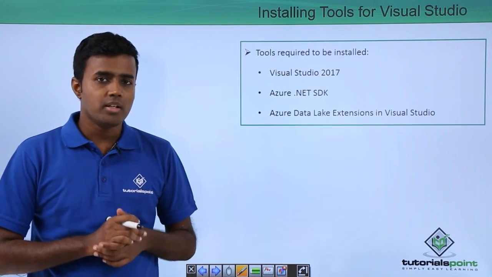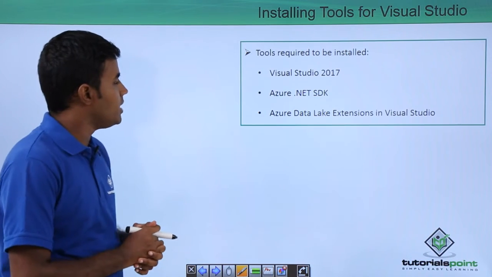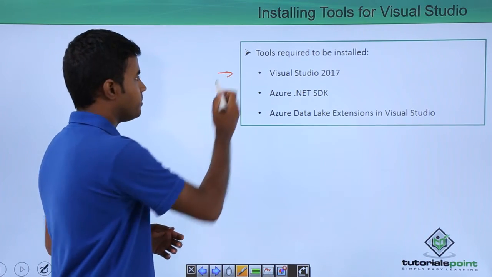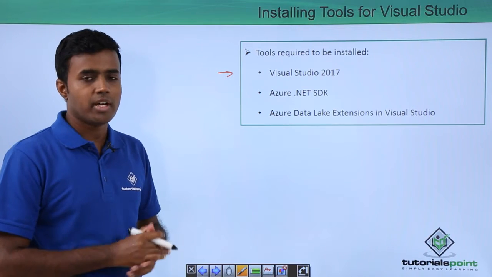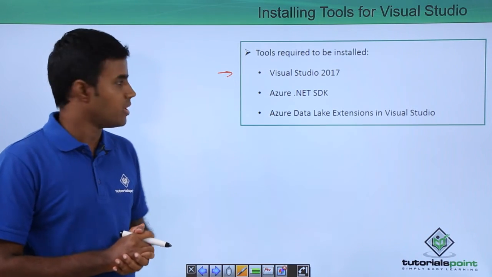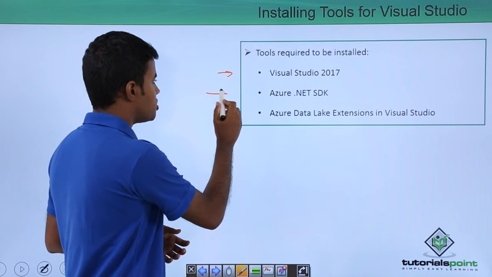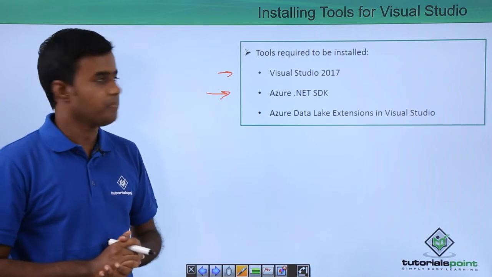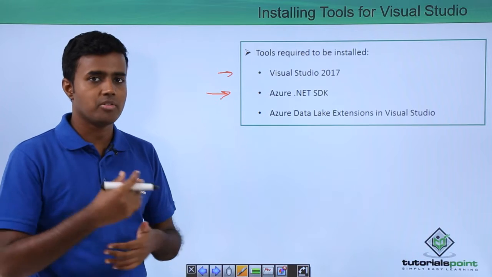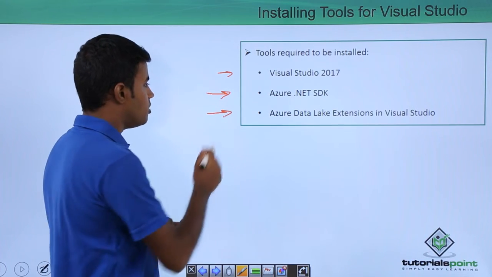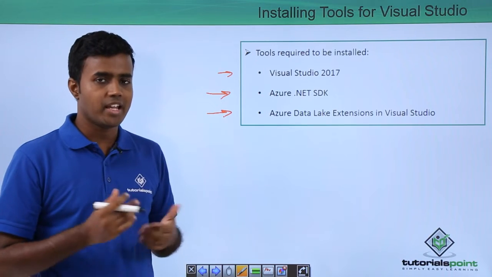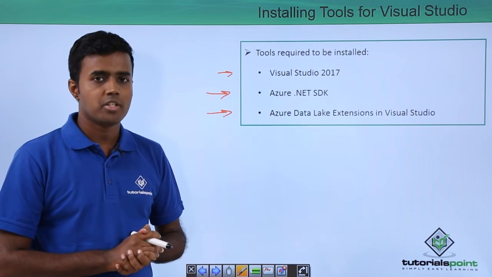So to work in Visual Studio, you basically need a few tools to be installed. First, you need to have Visual Studio 2017. You can go ahead and get the Community version for free. And then you need to install the Azure .NET SDK, which basically allows you to work with Azure. And specifically, you also need to install Azure Data Lake extensions in Visual Studio, which we will see in the demo now.